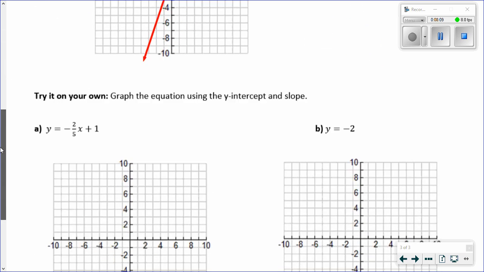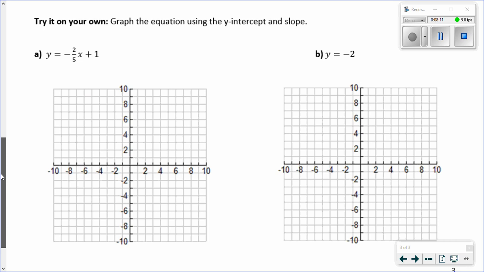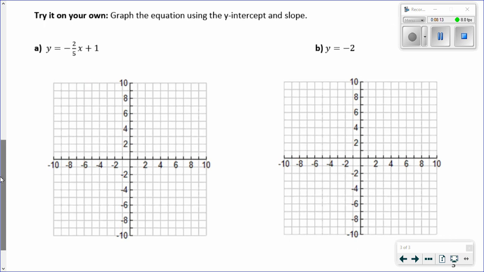Okay? You guys are going to try these two on your own. Give this one a try. This one might be a little troublesome for you, so try it using the same thing. When in doubt, you can always revert back to the table for this one. Okay? You can look at the example for the table if you can't figure out how to do slope and y-intercept. Alright, but go ahead and give those a try.